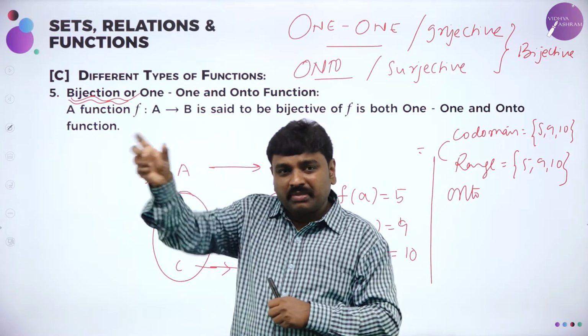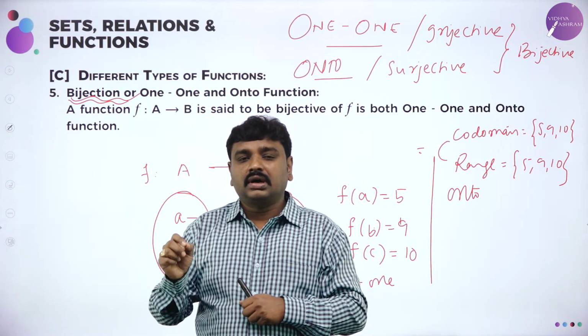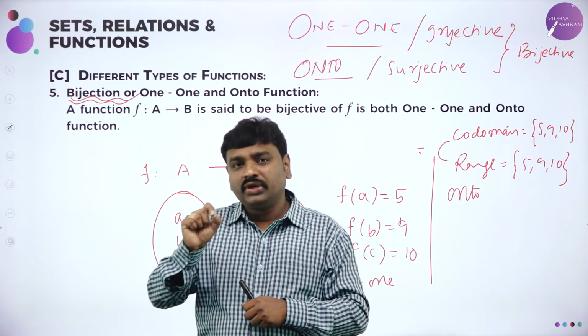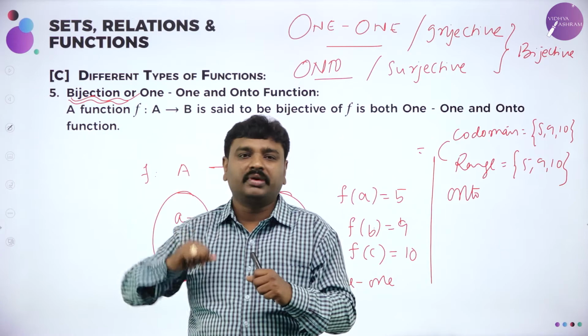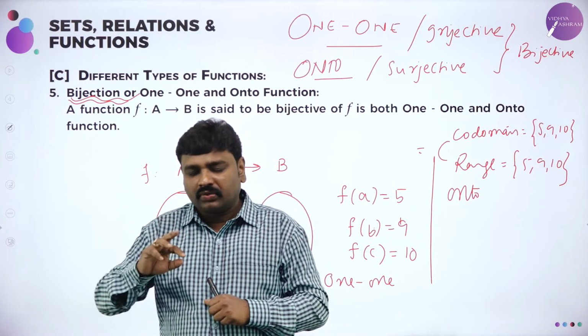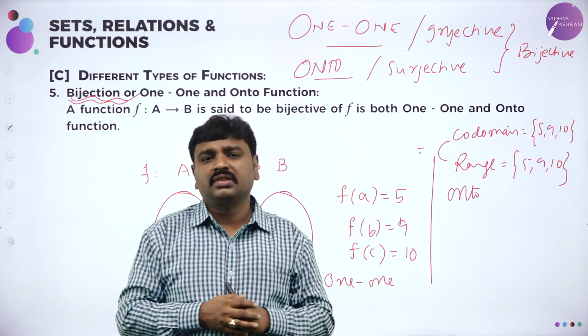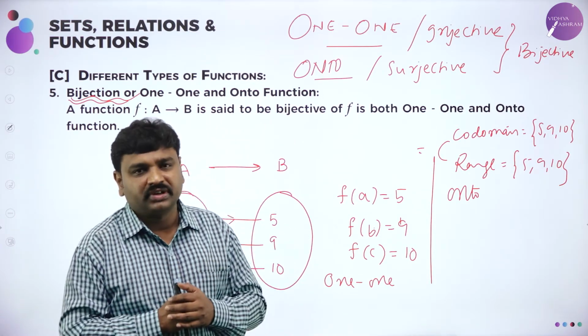Into means some of the elements in codomain do not act as image, and onto means every element in codomain acts as image. One to one means different elements in domain will have different images in codomain, and if it is one to one and onto, we call it as bijective function. So these are the different types of functions.